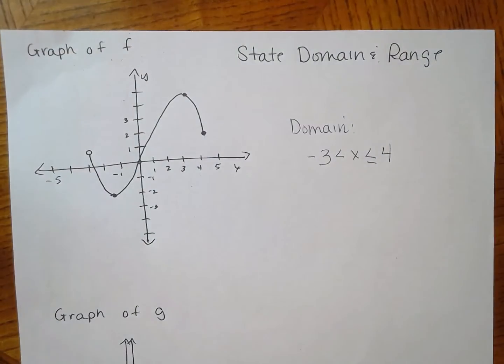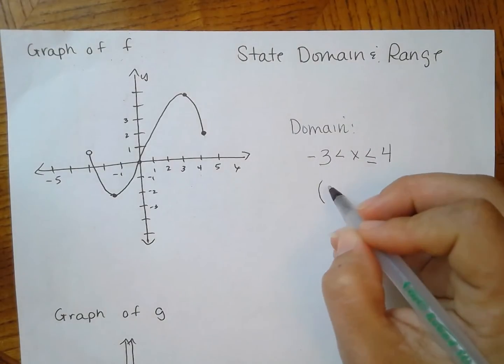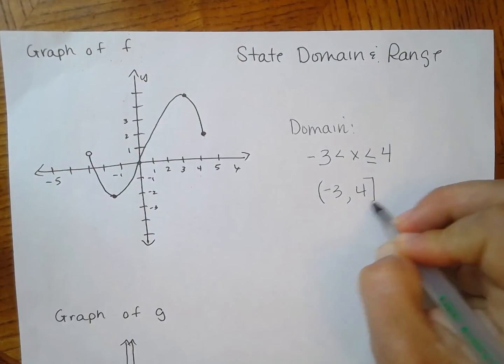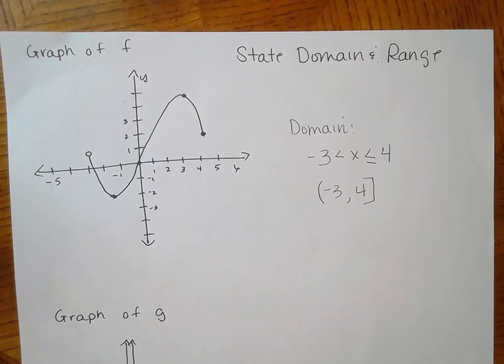Typically we write our domains in intervals. If I was going to write it in interval notation, I would write it with the parenthesis because that means it's not included: -3, comma, 4, close bracket, because of the extra line, the equal sign, it is included.